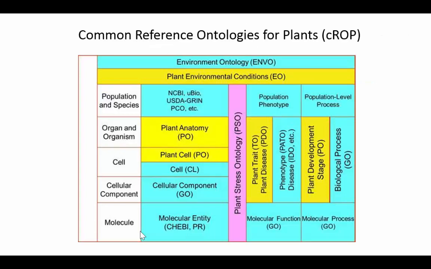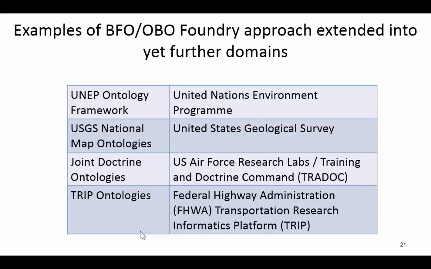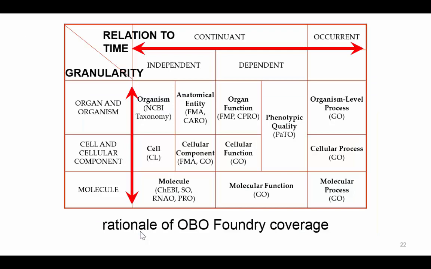This is a picture of the CROP ontology suite. So you see a lot of it is taken over from the gene ontology and from the OBO Foundry. But then there are plant-specific ontologies which are added there too. And now we have the United Nations Environment Program, which has an ontology framework, the United States Geological Survey, the military up the wazoo, and the Federal Highway Administration. All of them have seen the need in the age of big data to have suites of ontology modules which enable the big data to be annotated, described, tagged in ways which allow comparison and aggregation of data.